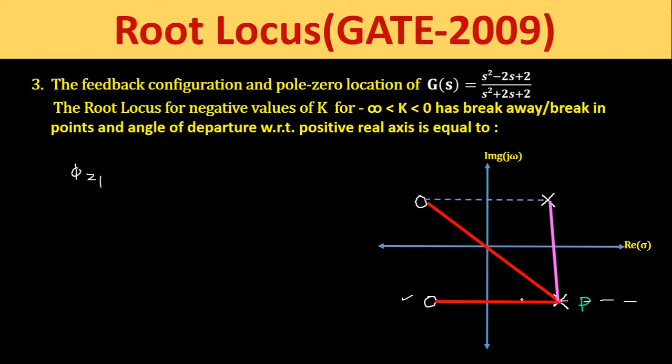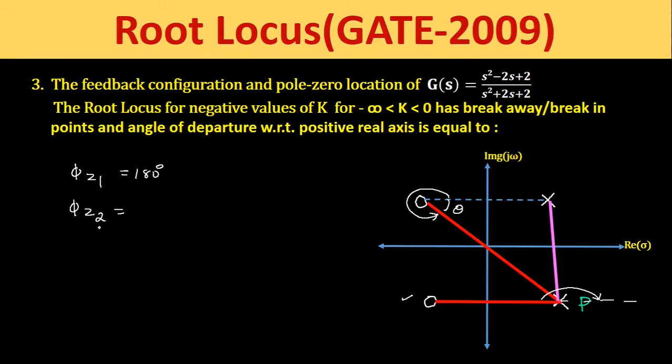For this zero we will find the angle phi z1. This phasor is making 180 degrees with the positive real axis, so phi z1 will be equal to 180 degrees. Now we have to find phi z2, which is the angle this phasor from this zero is making with the positive real axis. That means we have to find this total angle. To do that, we take this triangle and find the angle theta, and if we subtract theta from 360 degrees, we get the total angle which this phasor from this zero makes with the positive real axis.